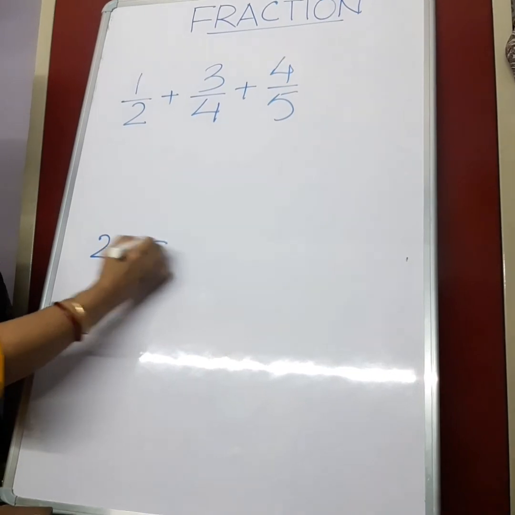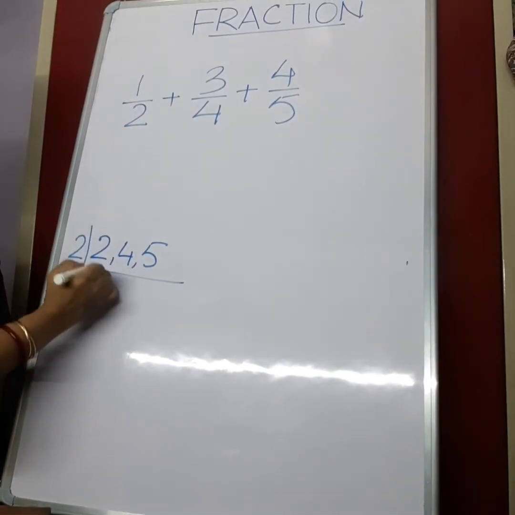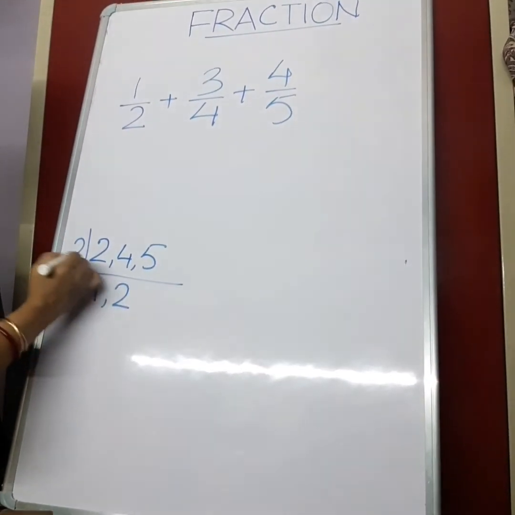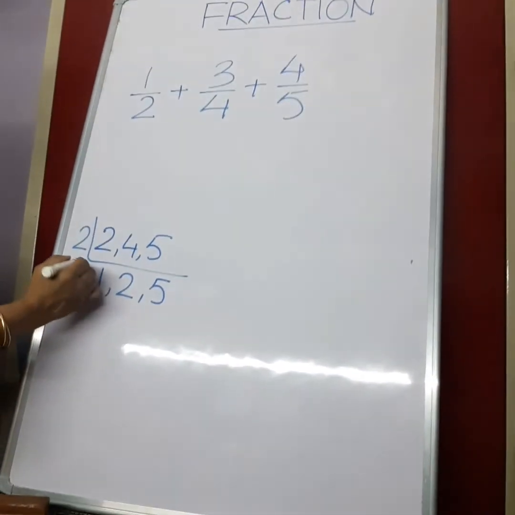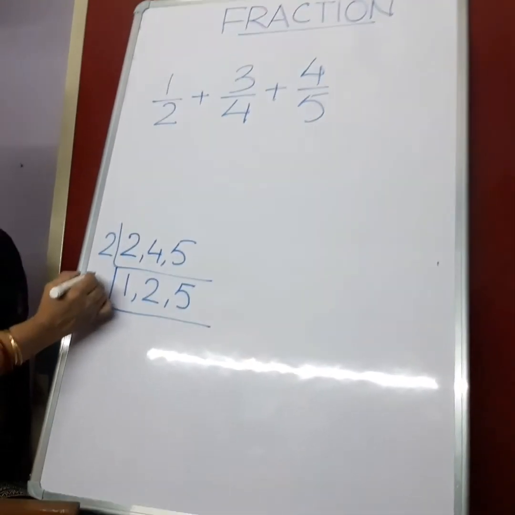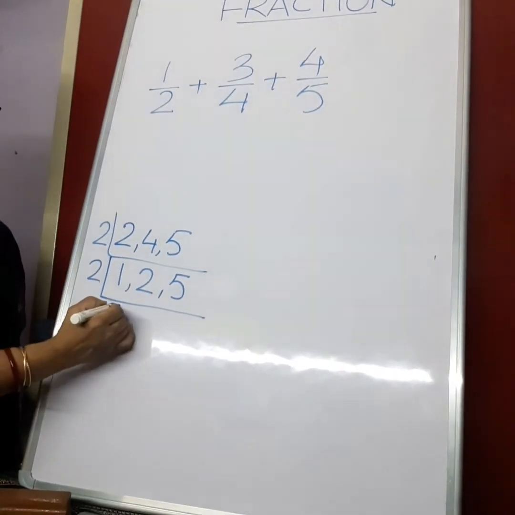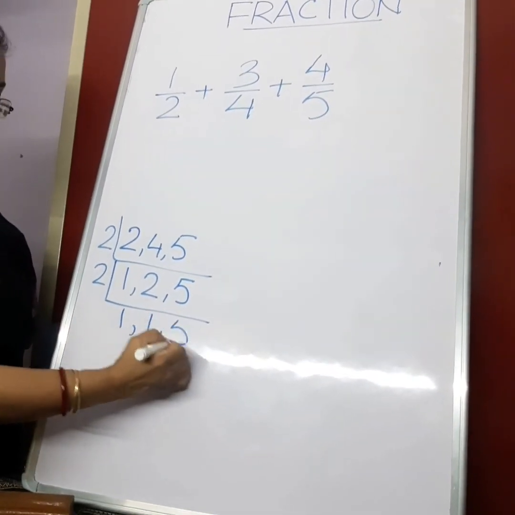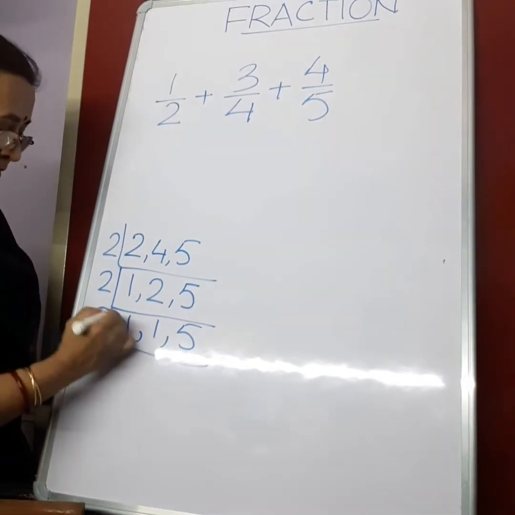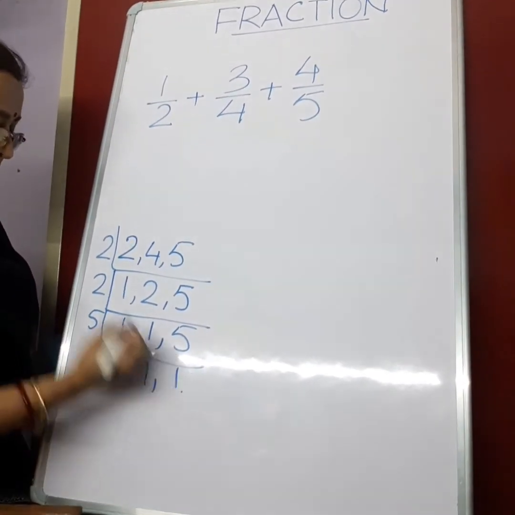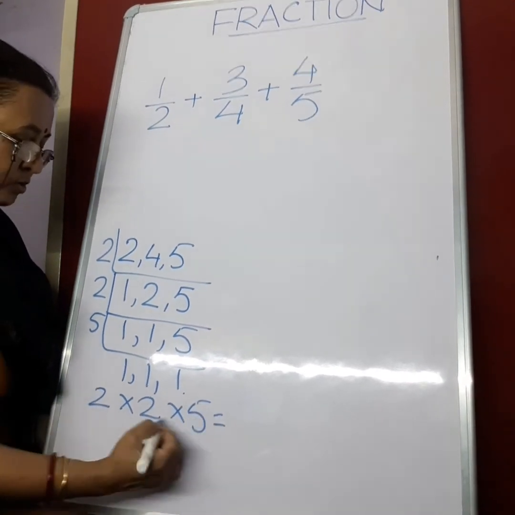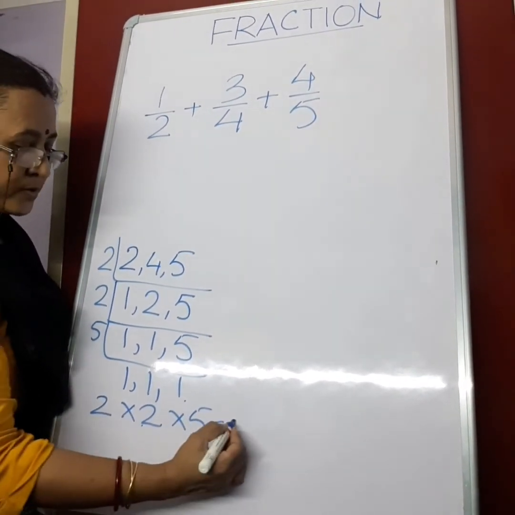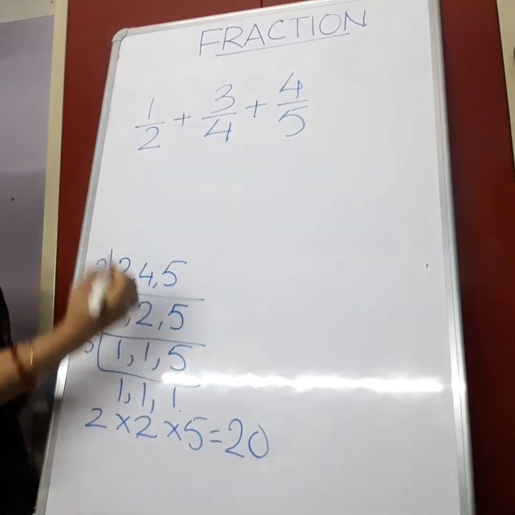2, 4, 5. The LCM will be 2 2s are 4. The 5 cannot be divided, so 5 is brought as such down. Now 2 1s are 2, 5. So 2 into 5 is equal to 2 2s are 4, 4 5s are 20. So new denominator is 20.